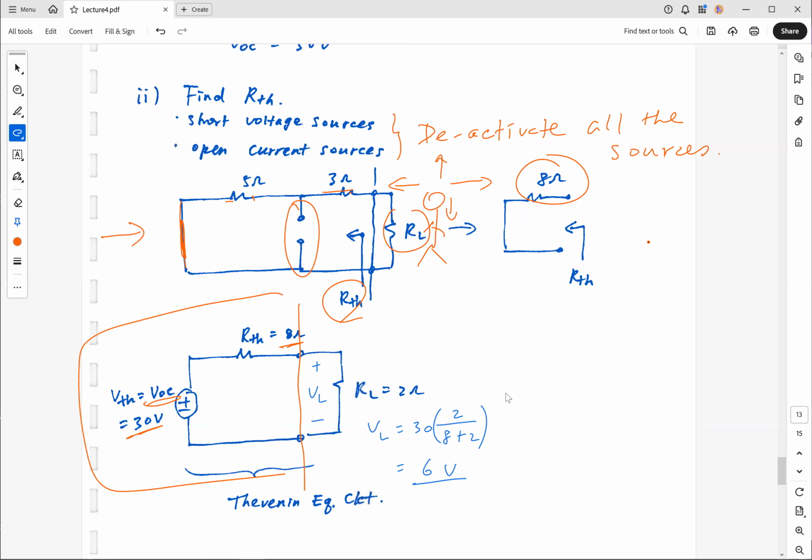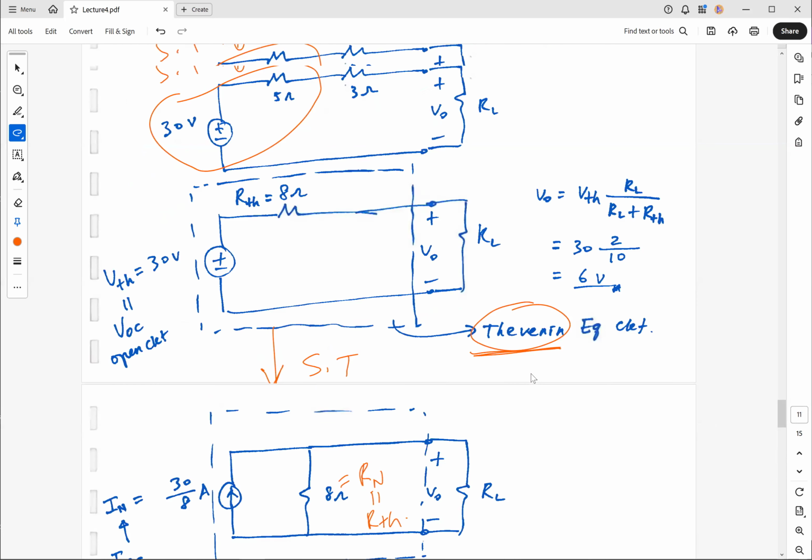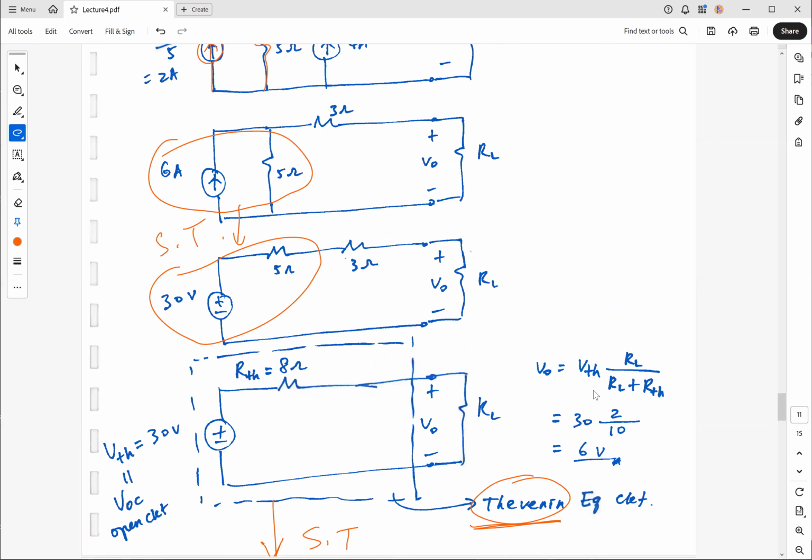So now, all we have to do is find this VL, or VO, whatever we called it earlier. The bottom line is we need to find the voltage drop across this RL. So simple voltage division will do. VL is equal to 30 times 2 over the sum. Surprisingly and not surprisingly, we got 6 volts again, which checks with the result that we obtained from the pure source transformation technique. So this VO, or VL, is equal to 6 volts.